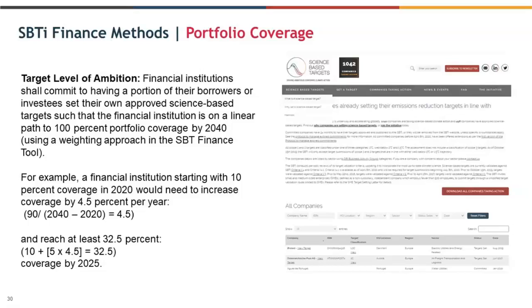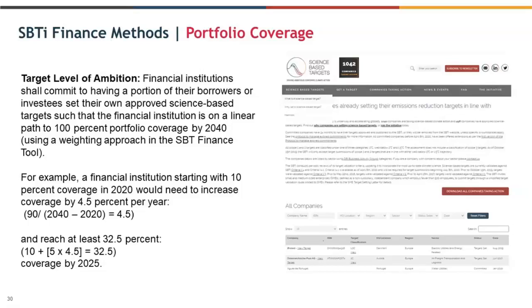And then effectively, if they wanted to have, for example, a target by 2025, this would ultimately mean they'd need 32.5% coverage by 2025. So they would have to go from 10% in 2020 up to 32.5% coverage in 2025 to ultimately reach 100% coverage by 2040. So this is the current approach.